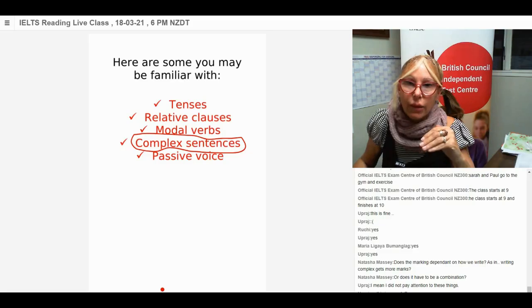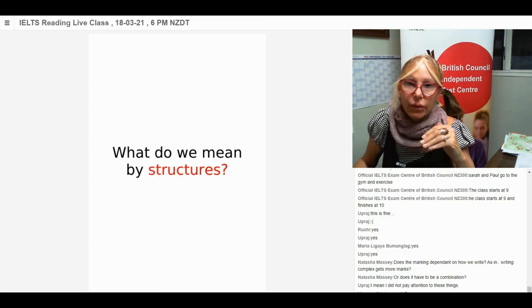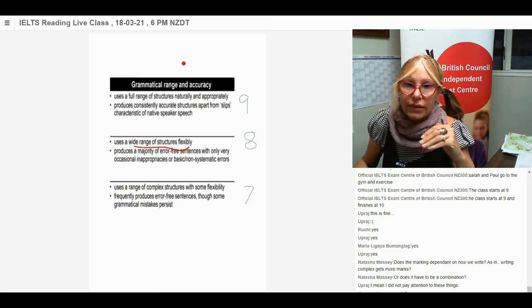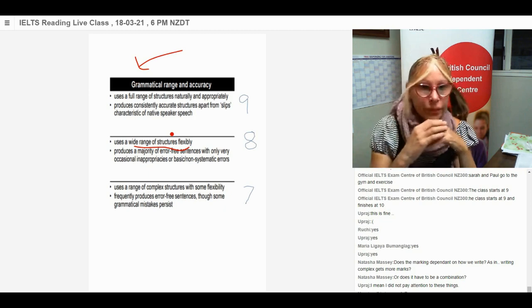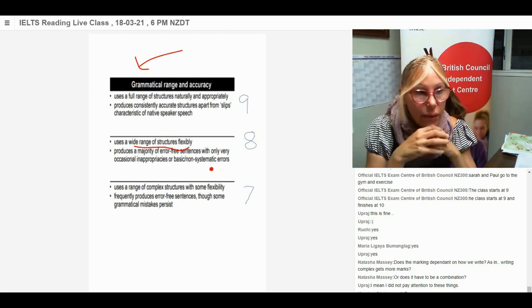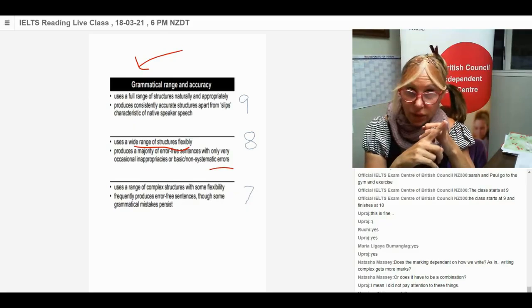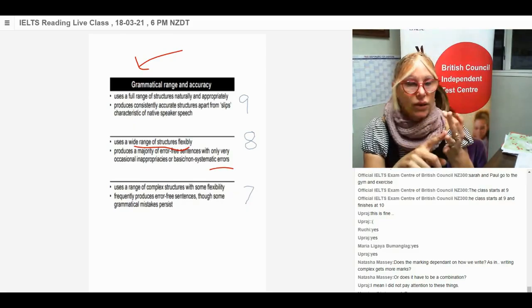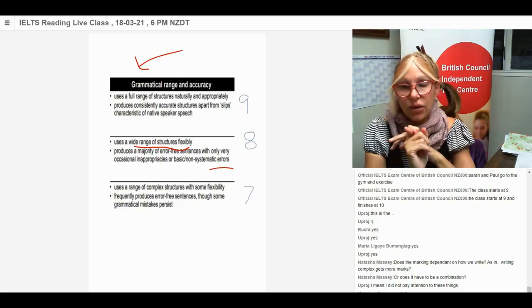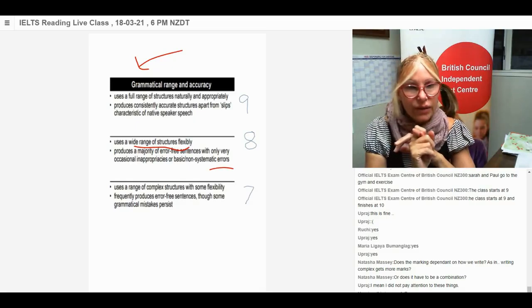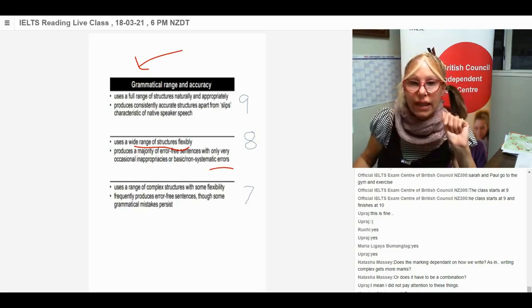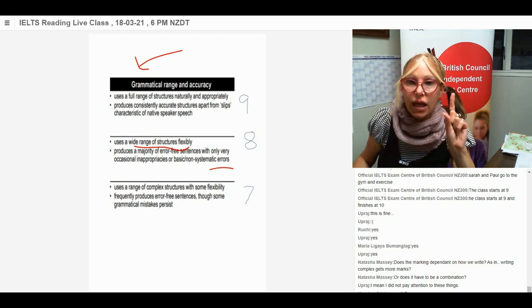Because this is just grammar that we're looking at, remember, and they're only talking about structures, and then they're talking about the amount of errors that you have. So when you're thinking grammar, you're thinking two things. You're thinking errors. Do I have a lot of errors? And you're also thinking, do I use a variety of structures? And what we've looked at tonight is only one type of structure, and that is the complex sentence.